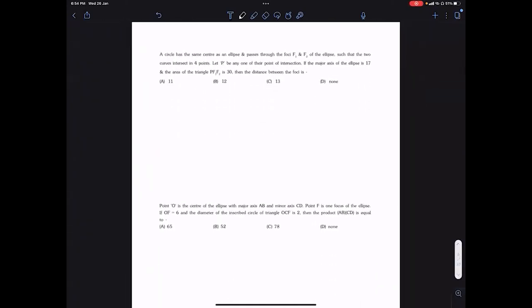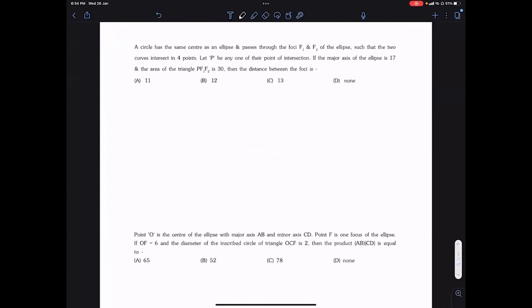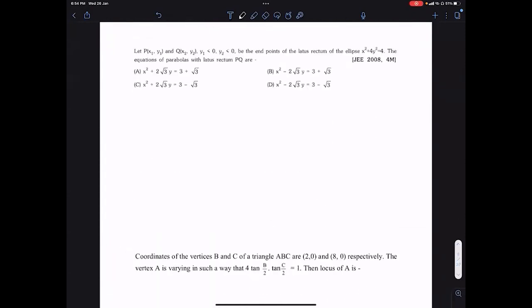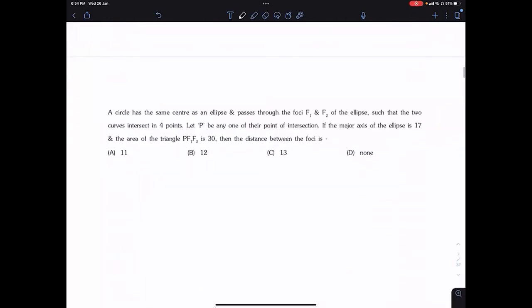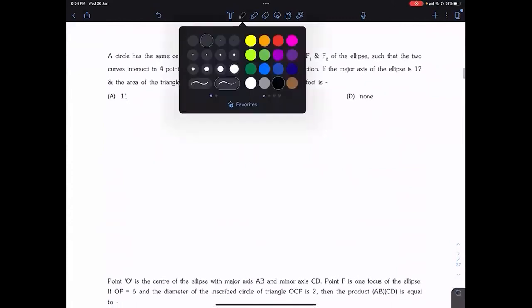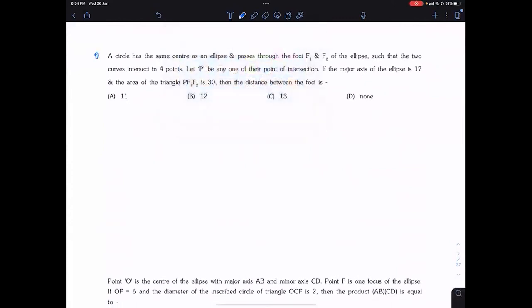Next. There are some more. Okay. Well, yeah, this is very important. Good question. See this one. A circle has the same center as an ellipse and passes through the foci F1 and F2 of the ellipse, such that the two curves intersect at 4 points. So what they are saying is, there is an ellipse.